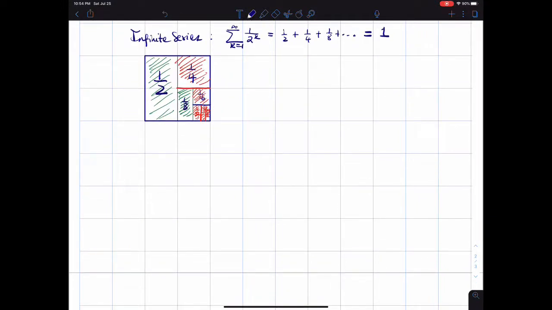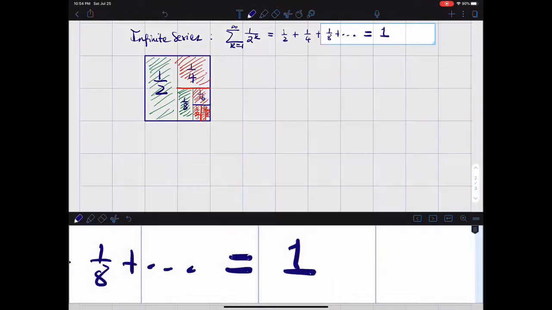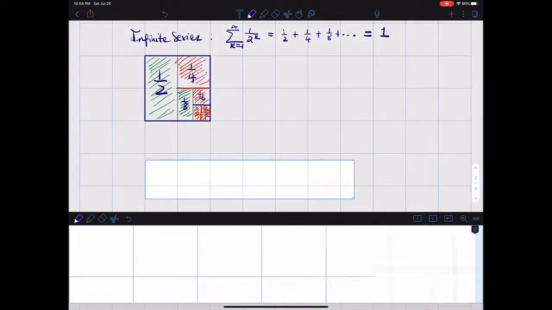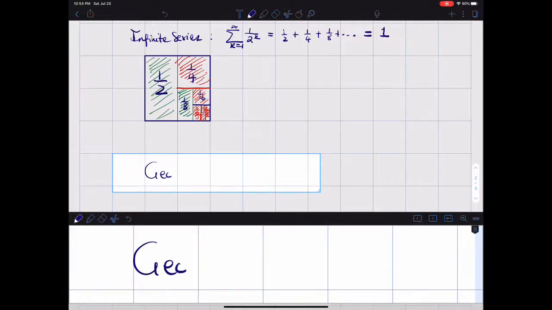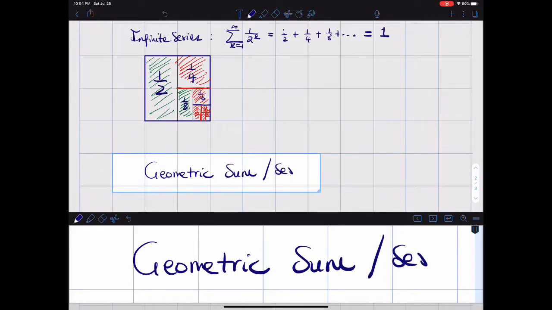So this series is called the geometric series. Okay? So we're going to spend a little time studying this series. So this is a geometric sum. Let's talk about geometric sum and geometric series.